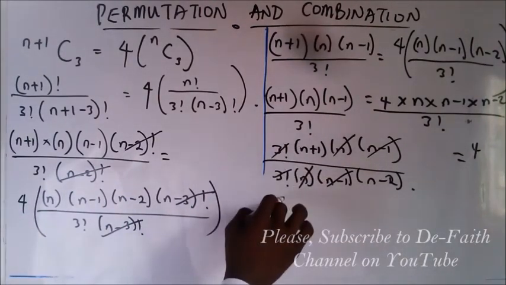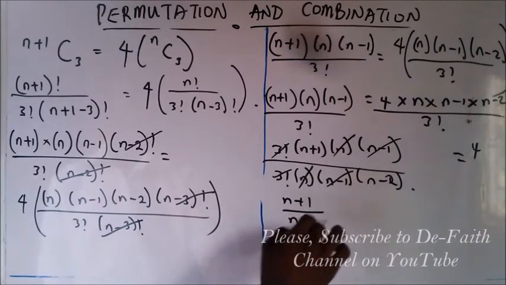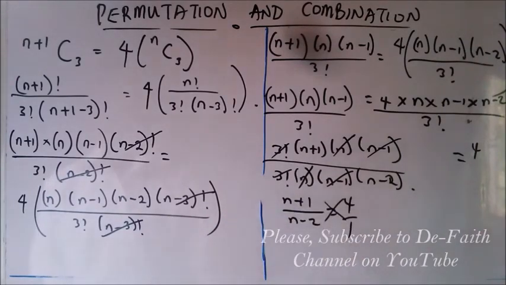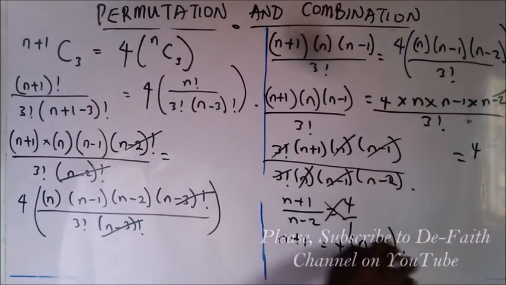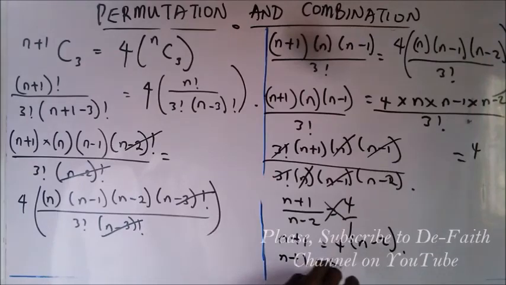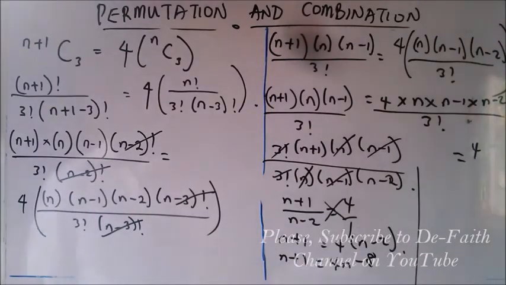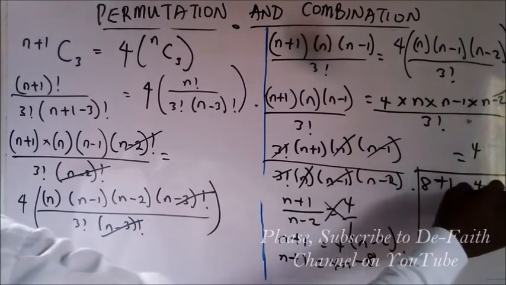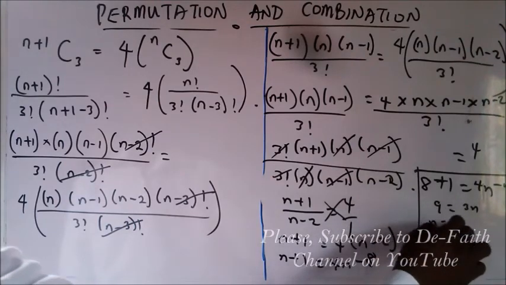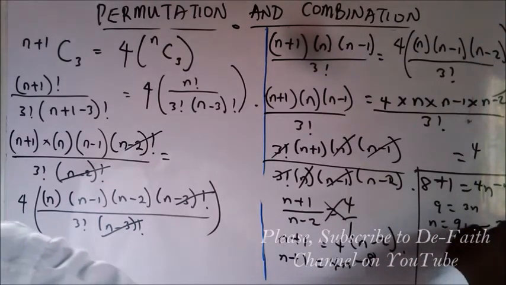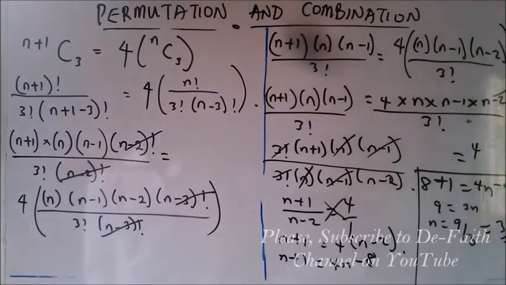Alright, so what do we have left? We have n plus 1 over n minus 2 equal to 4. This also cross multiplies now. So we have n plus 1 equal to 4 into bracket n minus 2. So we have n plus 1 equal to 4n minus 8. We collect like terms. So let this minus 8 come here. We have 8 plus 1 equal to 4n minus n. Here we have 9 equal to 3n. And so n equal to 9 over 3, which gives 3. And so we have it that the value of n equal to 3.